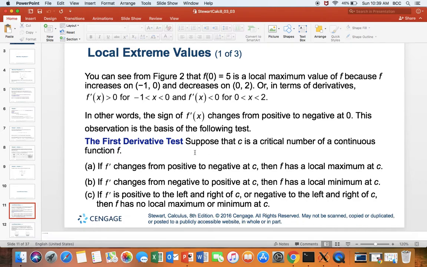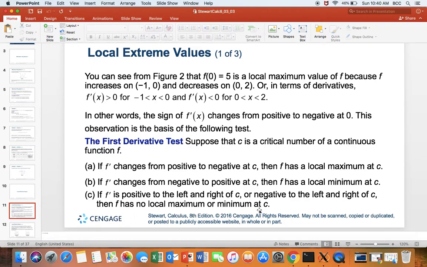First derivative test says, suppose that c is a critical number. Critical number means derivative is equal to 0 or derivative does not exist. If you have a critical number of a continuous function f, if f prime changes from positive to negative, then f has a local max. If f prime changes from negative to positive, then f has a local min. If f prime is positive to the left and right or negative to the left and right, then f has no local max or minimum.